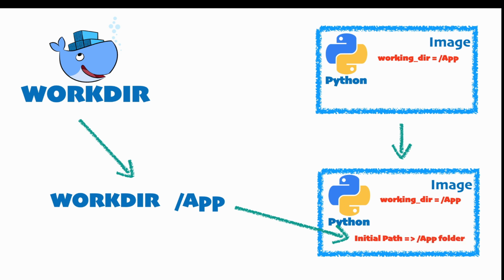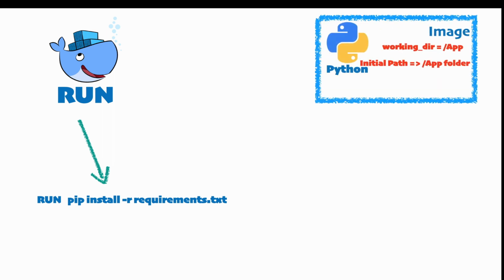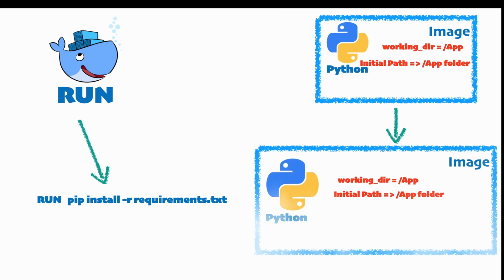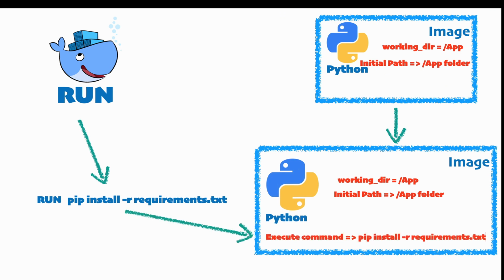So when we run the Docker command, it will start action from this path. The next one I want to talk about is RUN. When Docker gets a RUN command followed by the command line, Docker will get the previous state of the Docker image and execute the command line here. In this case, it's pip install -r requirements.txt. After it executes, it will save the Docker state to the next one.